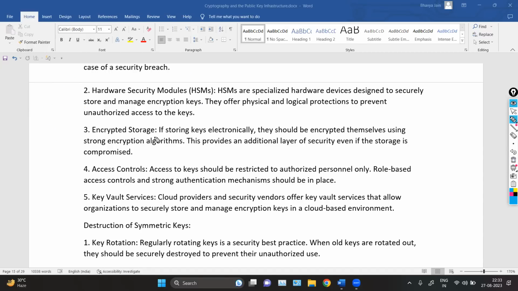Then encrypted storage. If storing keys electronically, they should be encrypted themselves using strong encryption algorithms. This provides an additional layer of security even if the storage is compromised.